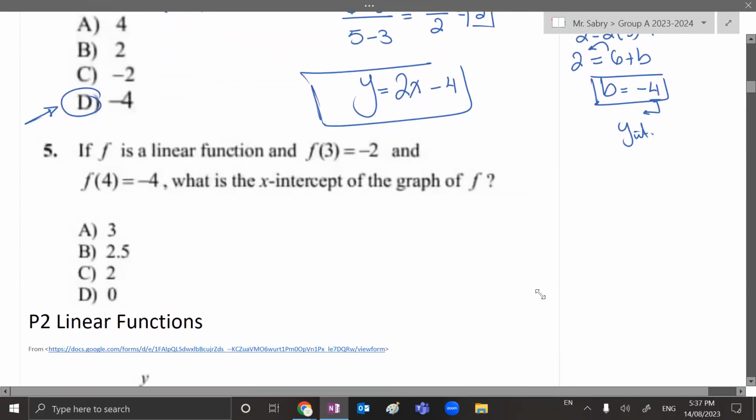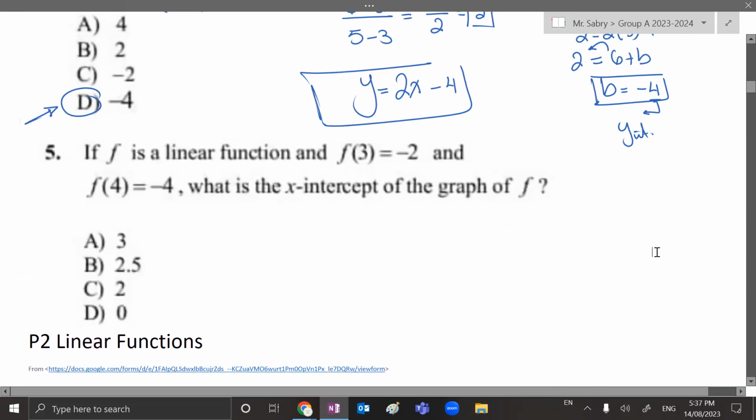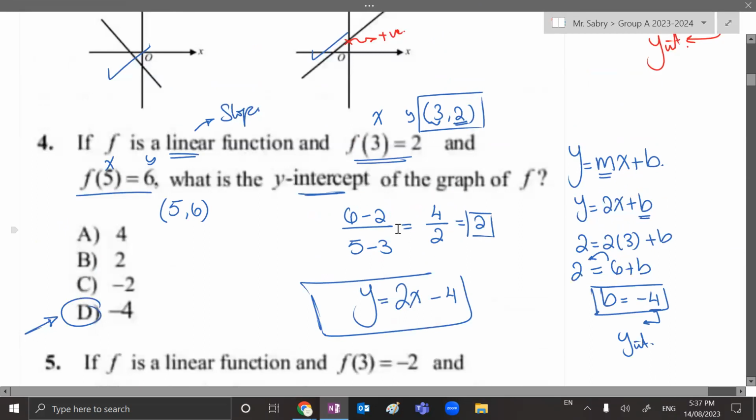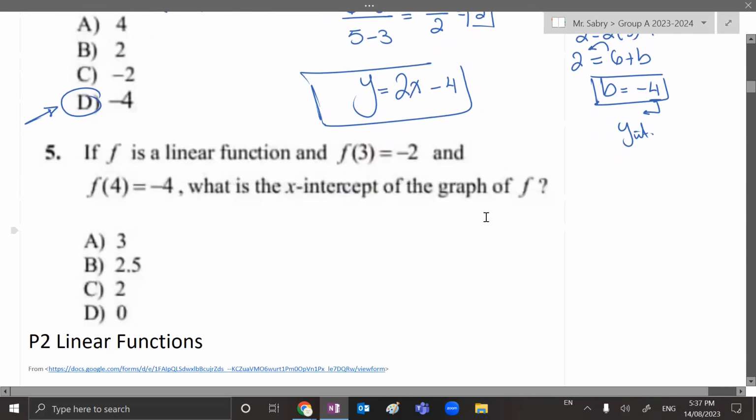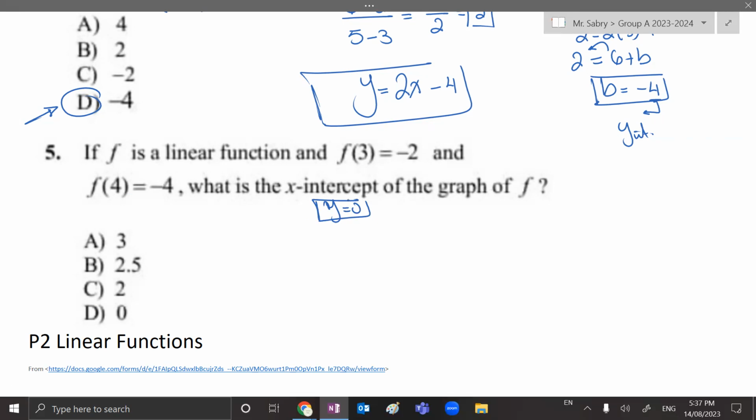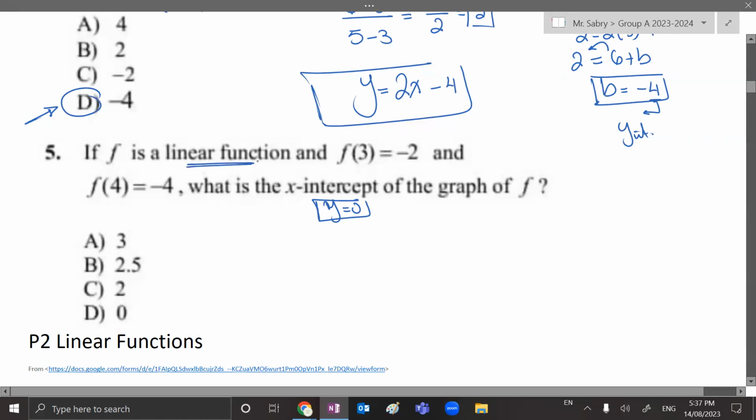This is a very similar question, but now they're asking for the x-intercept. We said that the y-intercept is a point where x is equal to 0. The x-intercept is a point that has y equal to 0. It's the other way around. So if I have the equation, I can put y equal to 0 and find the value of x. So my target now is to find this linear function.